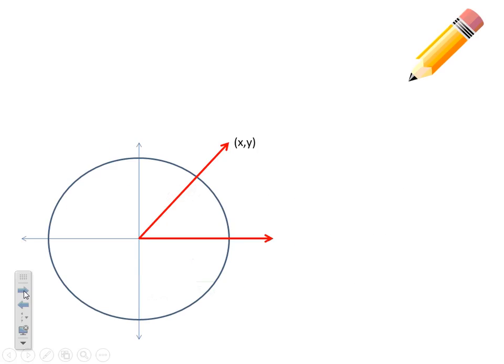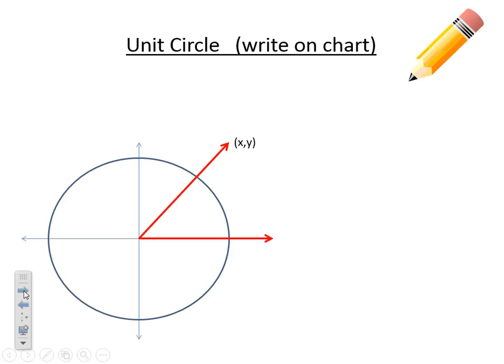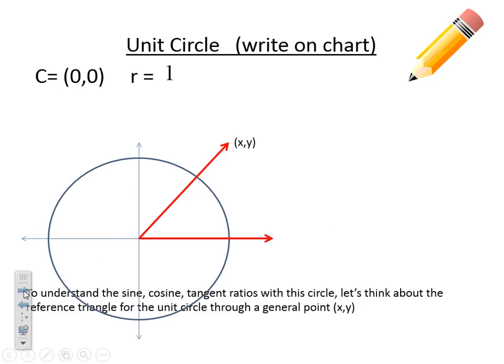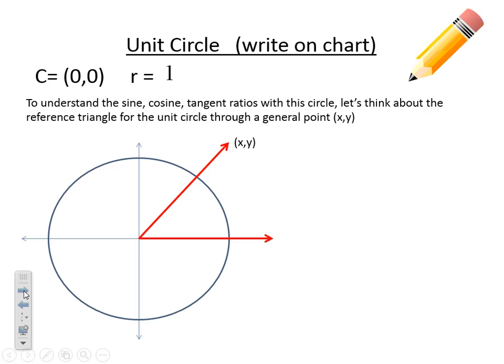Also, this next slide is going to go on to our unit circle. You have to draw a new circle to the right above the words that say a unit circle with a center at 0, 0 and the radius of 1. That's where you're going to want to put this circle and create this angle. Now we have a center at 0, 0, a radius of 1. To understand the sine, cosine, and tangent ratios with this circle, let's think about the reference triangle for a unit circle through the general point x, y.